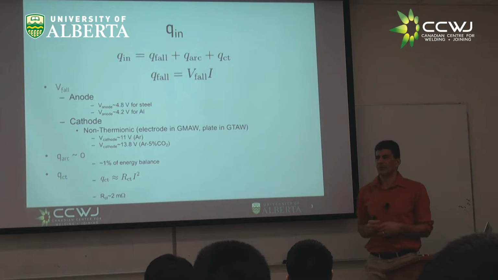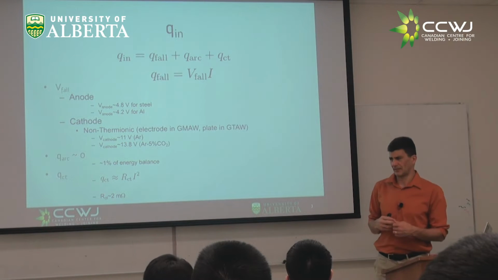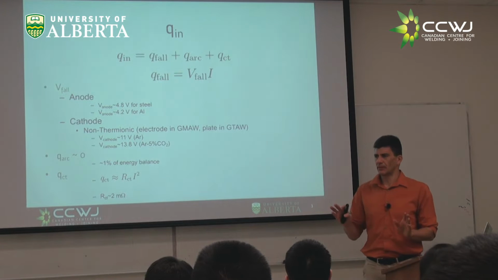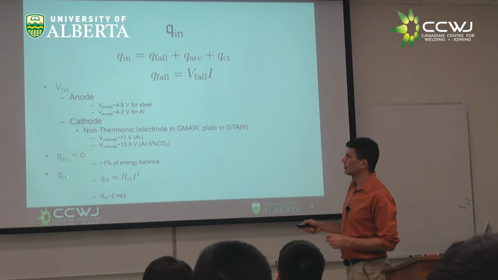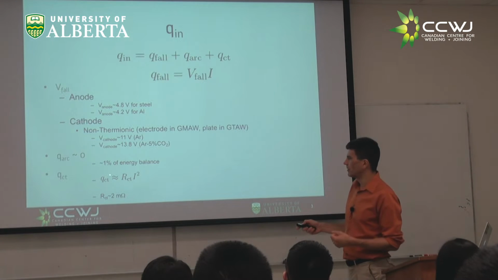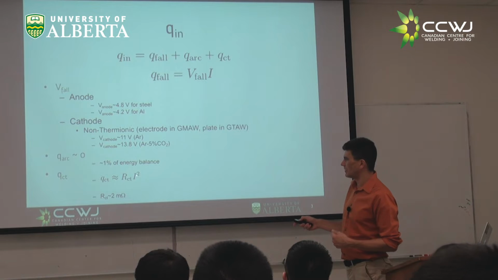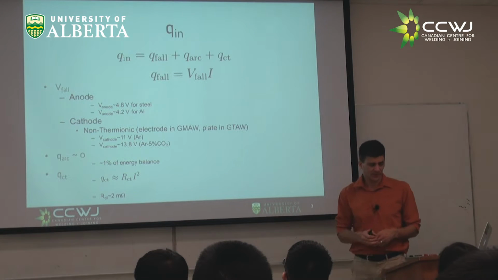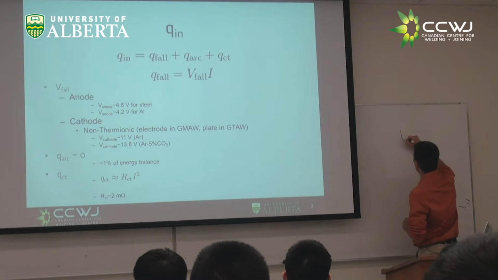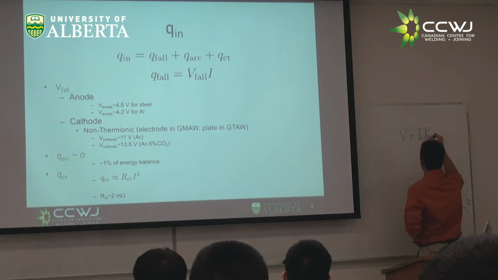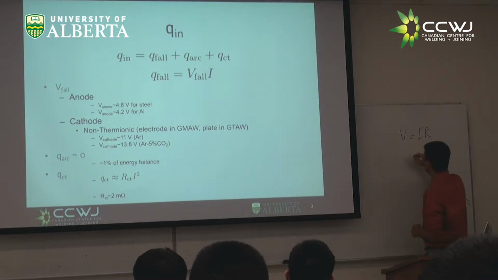Q that comes from the arc is more or less 1% of the energy balance in typical cases. Let's forget about it because we have our hands full with what we're learning now. And Q, heat that comes from the contact tip, is resistivity of the contact tip times current squared, right? These are formulas which will not be on your formula sheet. Voltage, current times resistivity, right? And so we have power is voltage times current, or I squared R.